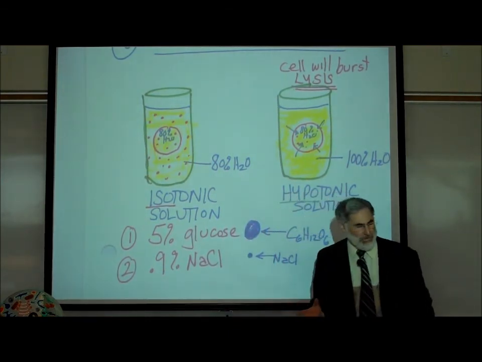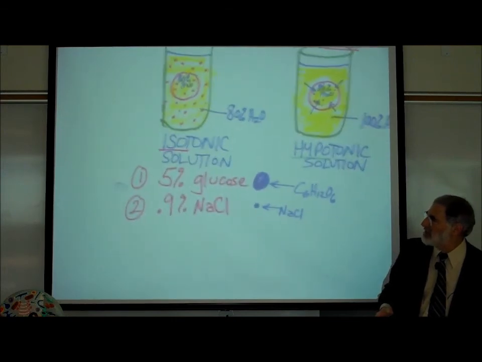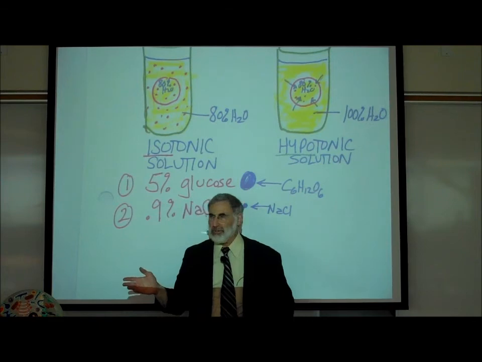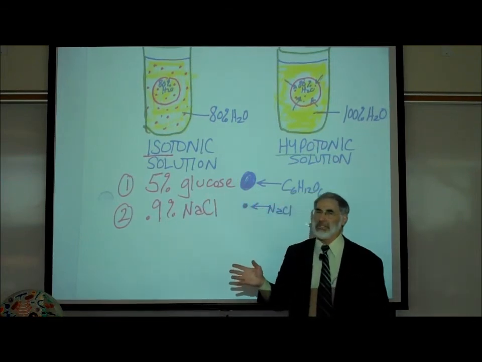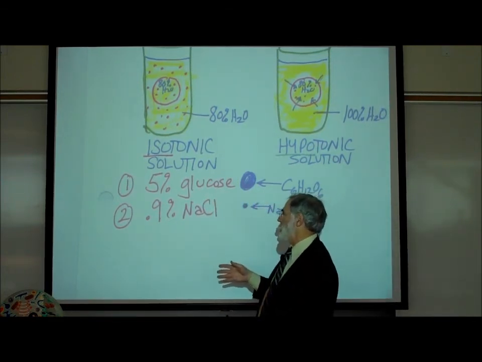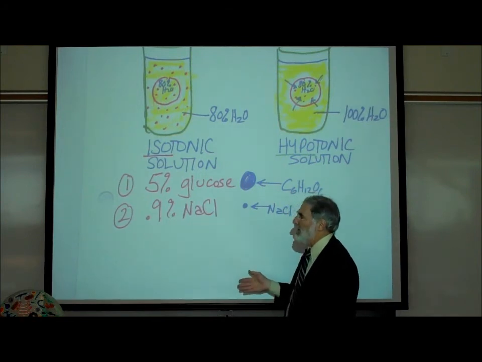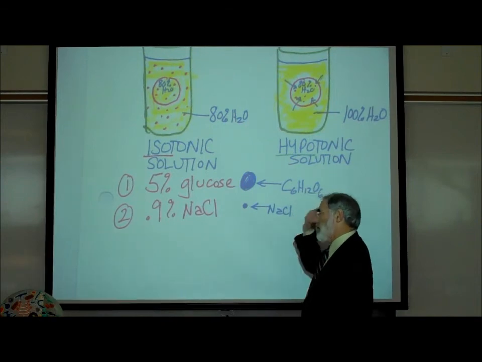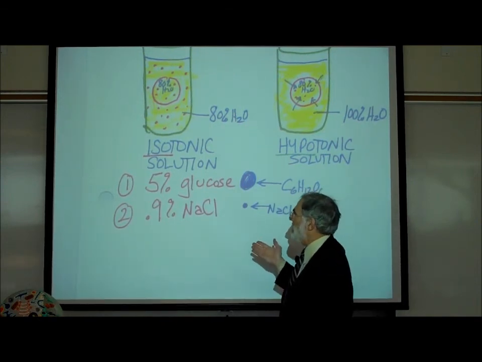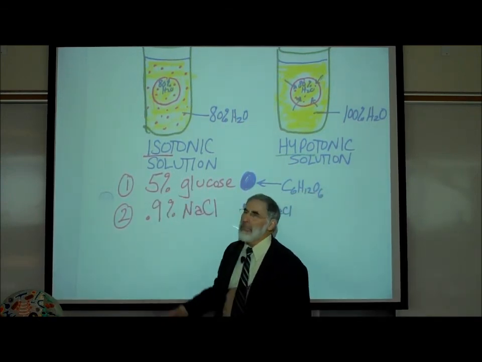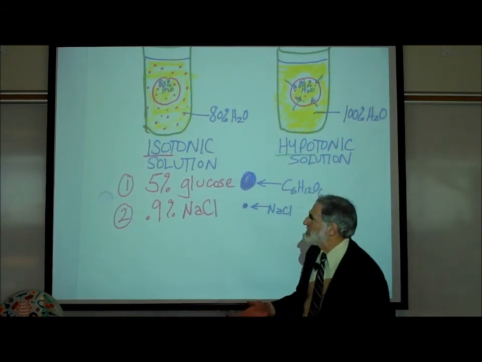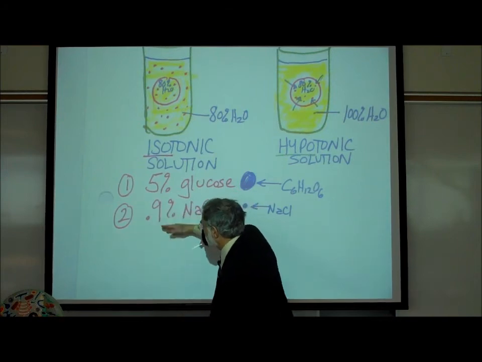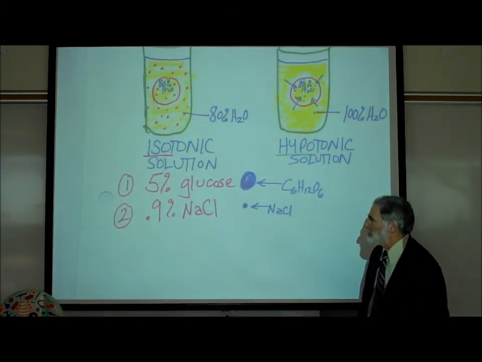Now, two examples of solutions commonly used in medicine that are isotonic are a 5% glucose solution and a 0.9% salt solution, commonly called a saline solution. Now, when I mention these as isotonic solutions, one question that might come to mind is, well, why aren't they the same number? Why is a 5% glucose solution isotonic and same with a 0.9% salt solution?